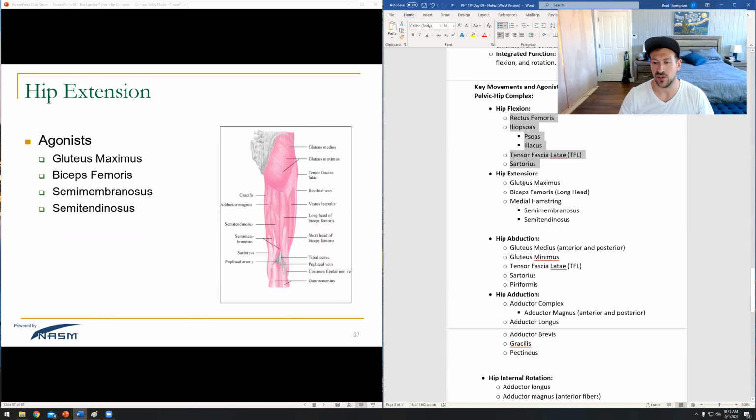Then you get your hip extensors, mostly your gluteus maximus. And then a little bit of those hamstring muscles, biceps femoris, but not the short head. And then medial hamstring. So lateral hamstring plus medial hamstring.